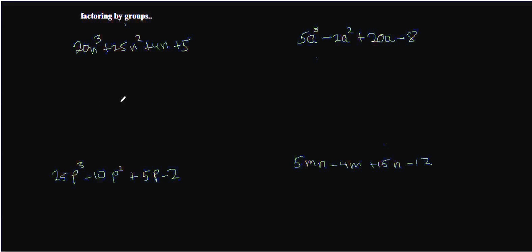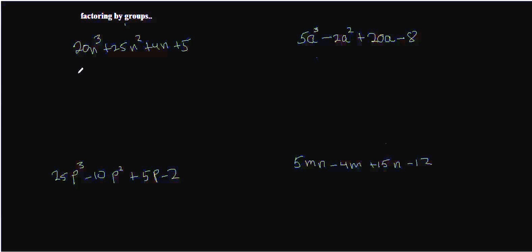Factoring by groups. Factoring by groups is a special type of factoring. You can't factor them like you would a trinomial because it's not a trinomial. For example, you could have 4 terms or 6 terms or even 8 terms sometimes.